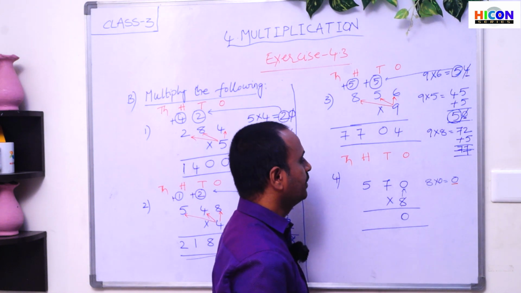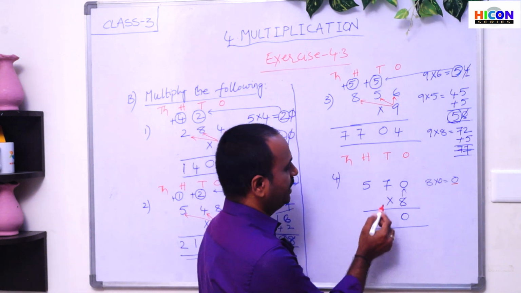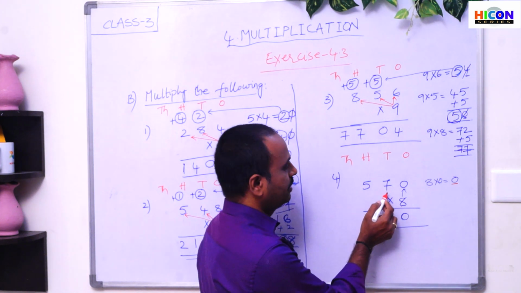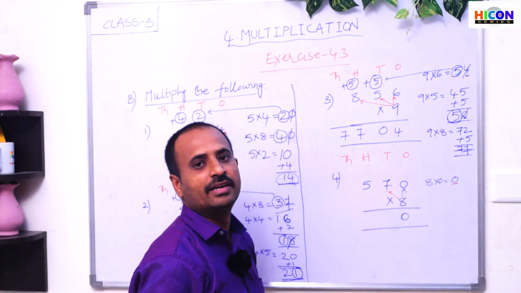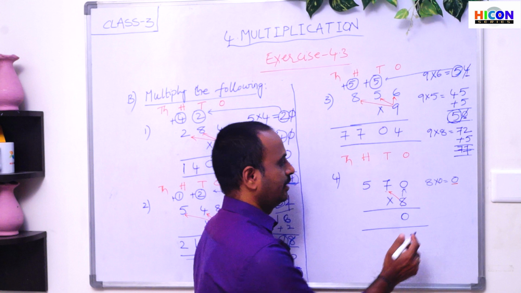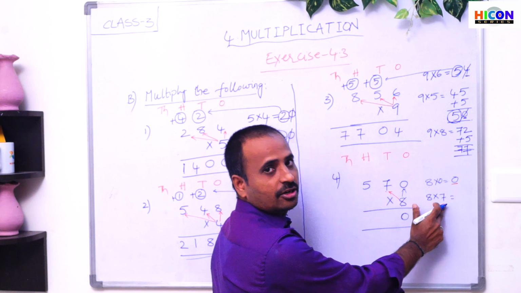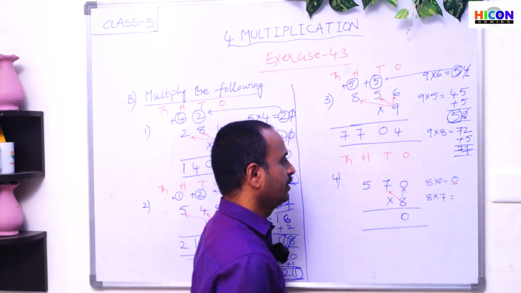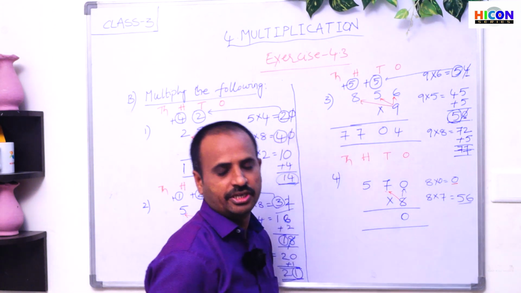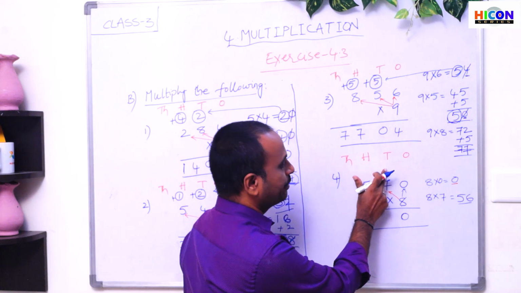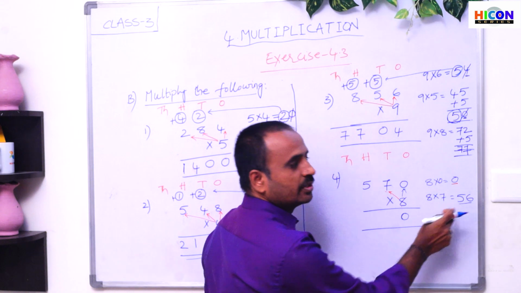So now start multiplication with the tens place. What is present in tens place? 7 is present in tens place. Multiply 7 with 8, that is 8 into 7. 8 sevens are? Children, how much? 56. 8 sevens are 56. And it is a 2-digit number, and there is no carried number under tens place, so there is no need to add any number to this 56.